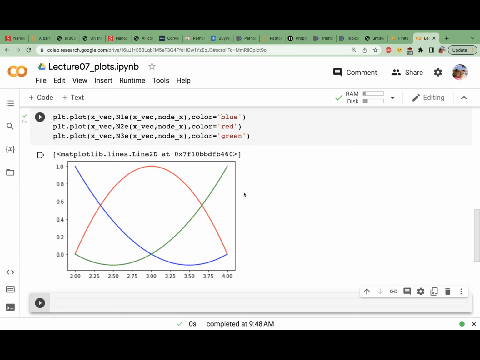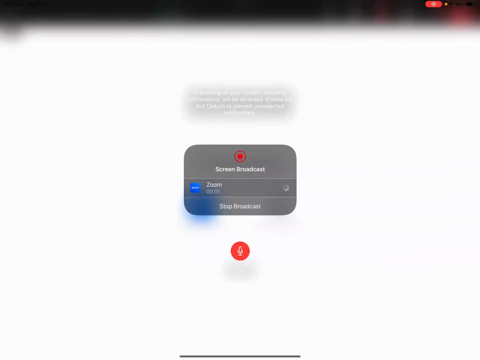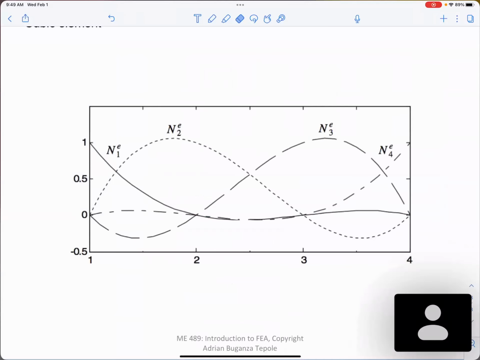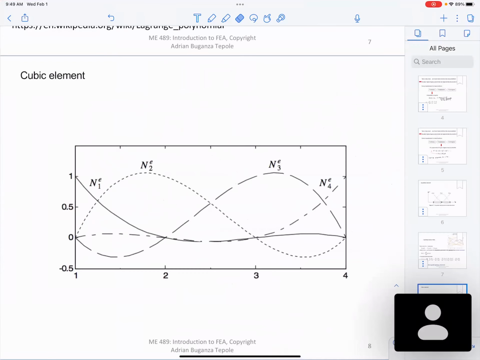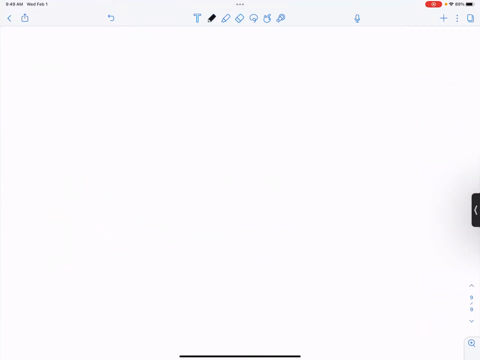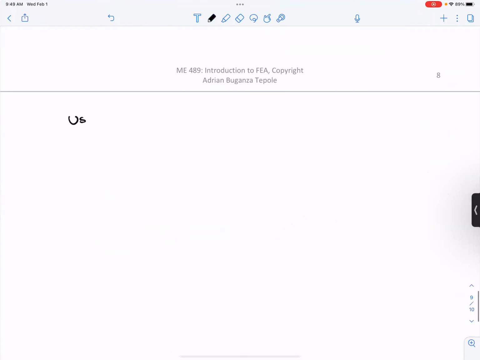Now for the interpolation part, let me go back to the notes. So why do we care about this? Why do I care about this? Use shape functions.